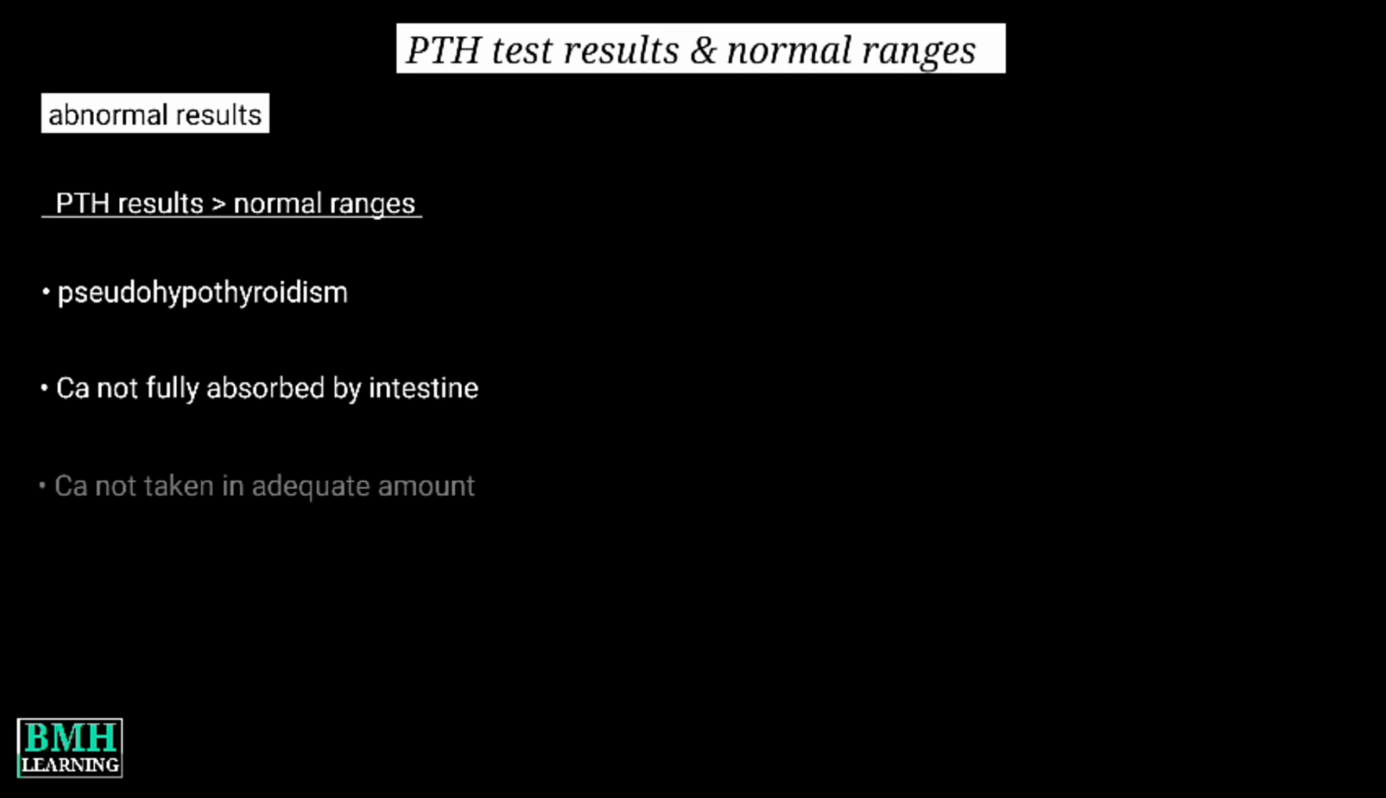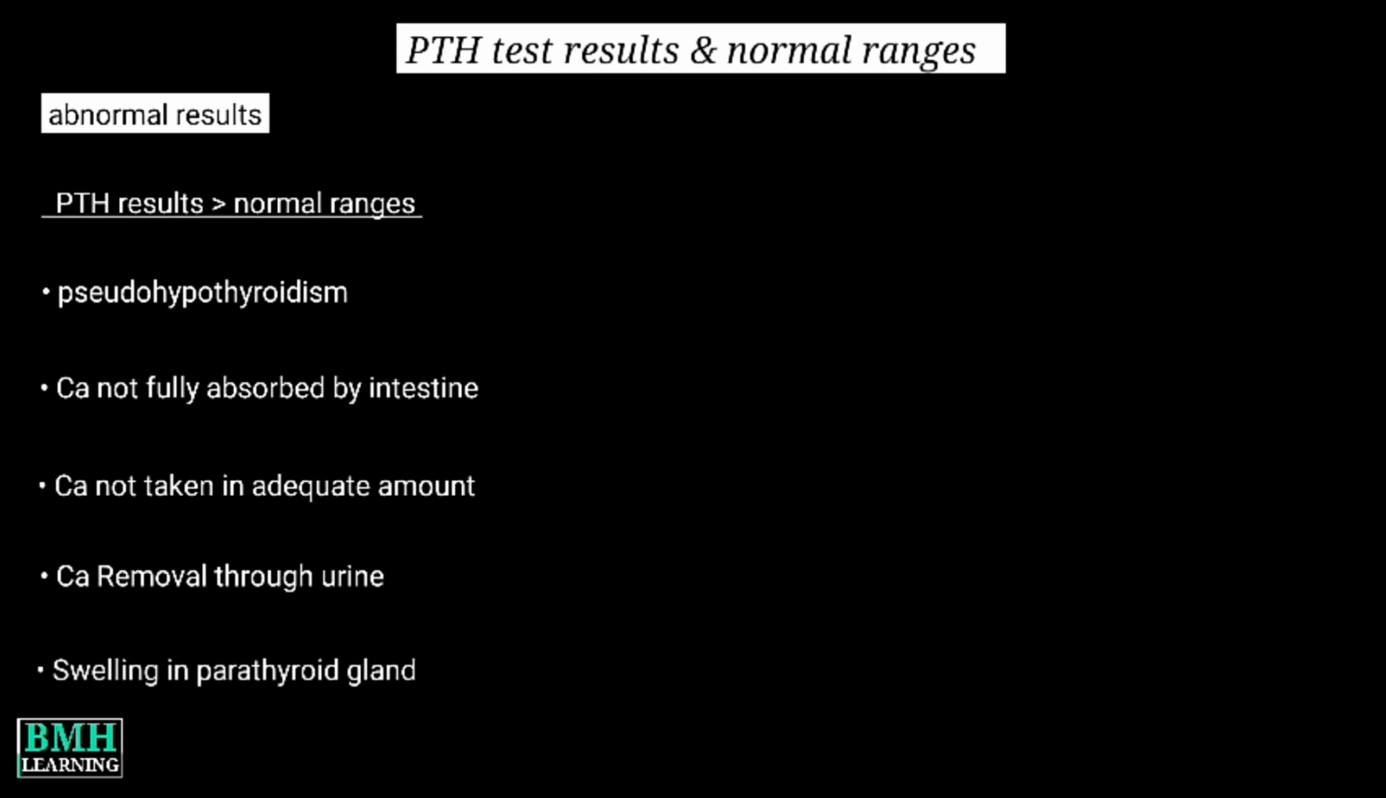If PTH test results are higher than normal ranges, this indicates pseudo-hypoparathyroidism. That is, body doesn't react to PTH. Calcium is not fully absorbed by intestine. Calcium is not taken in adequate amount. Removal of calcium through urine, which leads to low calcium levels in the body. Swelling in parathyroid gland. Adenomas, that is tumor in parathyroid gland.